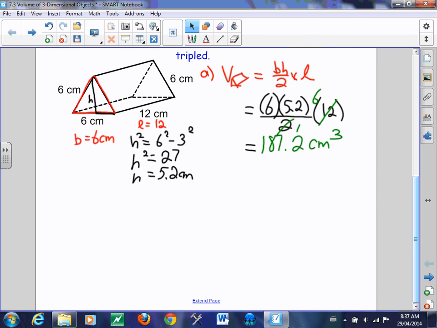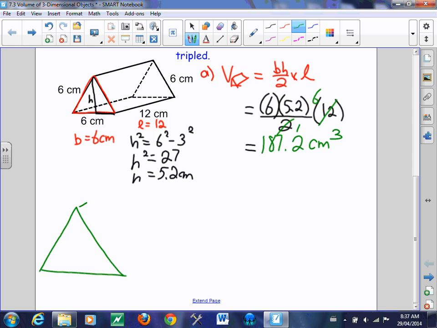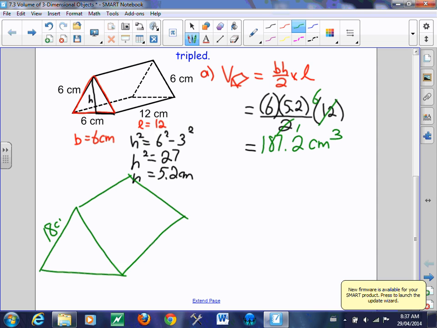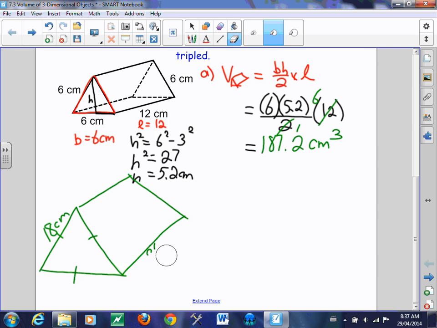All right. Now it says B part, determine the volume if all dimensions are tripled. So I'm going to pretend that it's this big, but I'm going to just try to draw it a little bit bigger. So what do we know now? If we're tripling it, this is no longer 6. This is now going to be 18 centimeters. And I'm just going to put little dots so you know that. And instead of 12, that's going to be 36. Oopsie, let me fix that up. So that's going to be 36 centimeters.